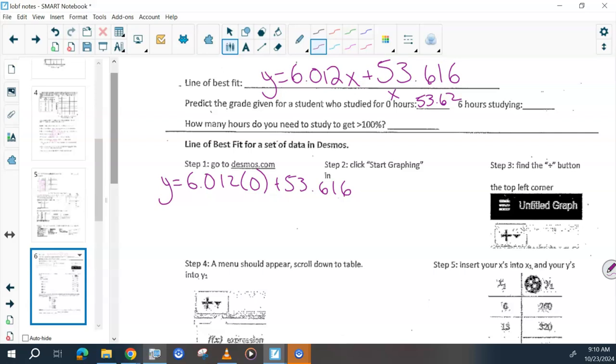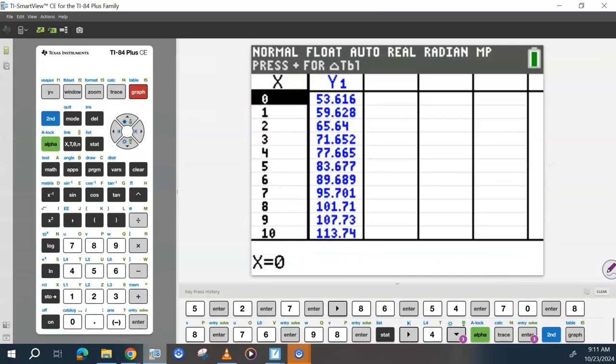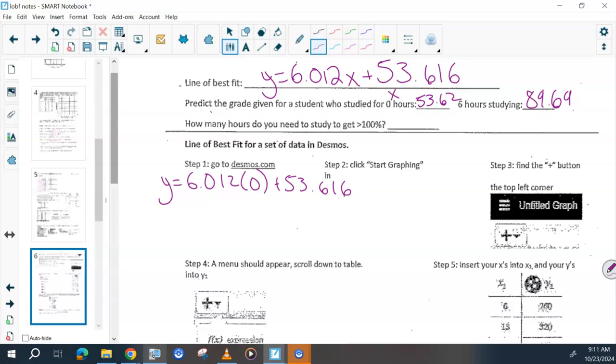So then for 6 hours, what would that answer be? 89.61. And again, that's rounded, but if you put all three decimals, that's fine. In general, however many decimals you use in your equation, use that many in your answers unless it says otherwise.